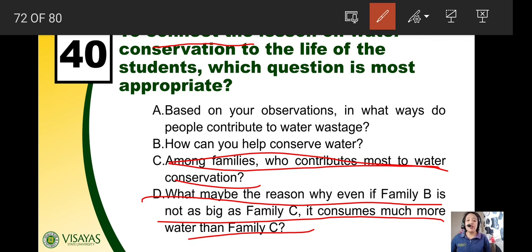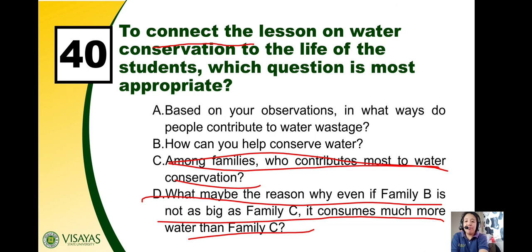A: Based on your observation, in what ways do people contribute to water wastage? Okay, based on observation, but why not ask me directly, so that at least I can connect it to my own experience? Having that in mind, you are the one being asked so you can connect better, and that is letter B. It does not mean that the longest option is the answer. Letter B, how can you help conserve water, is the best answer among the choices.